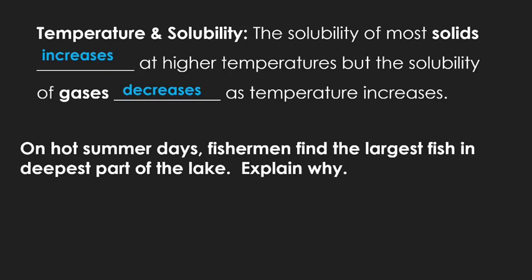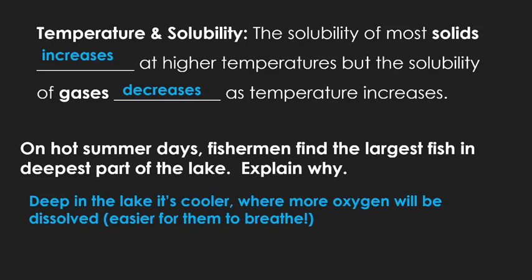And that is in part why some fish like to sit at the bottom of lakes and ponds on really hot summer days. It's because deeper in the lake, it's cooler, and that cooler water actually has more dissolved oxygen, so it's easier for the fish to breathe without having to do as much work to get the oxygen that they need. So it's more efficient.